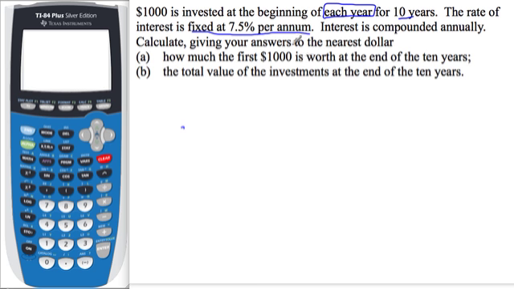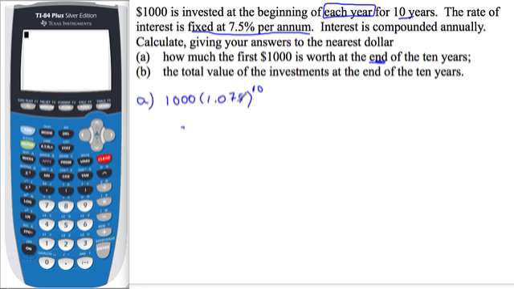Our job is to calculate to the nearest dollar how much the first $1,000 is worth at the end of the 10 years. So what happens in part A is pretty straightforward. You take $1,000, you put it at the beginning of the first year in the bank. At the end of the first year, it would have earned 7.5% interest. So that's 1 plus 7.5 over 100. But you want to know how much it's worth at the end of 10 years, not at the end of 1 year. And since we're compounding, that indicates to us that we have exponential growth or a geometric sequence.